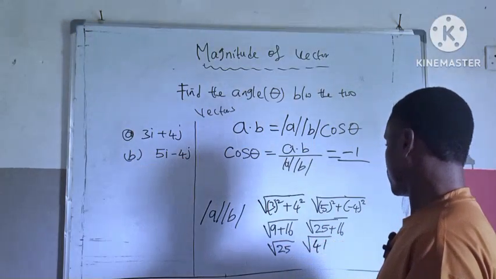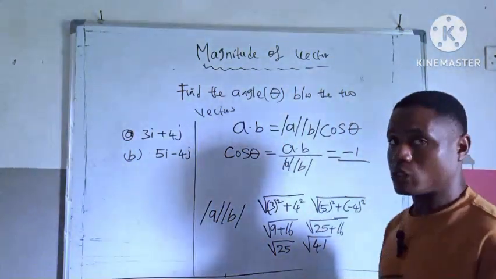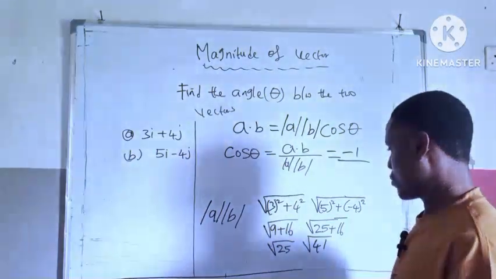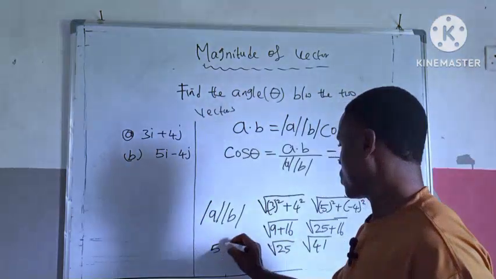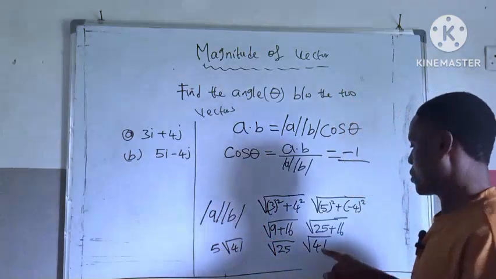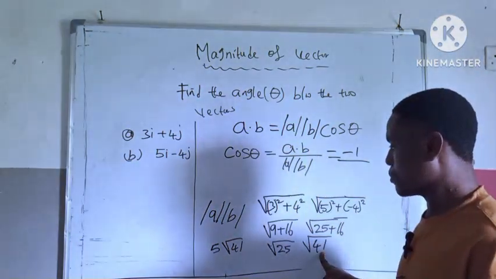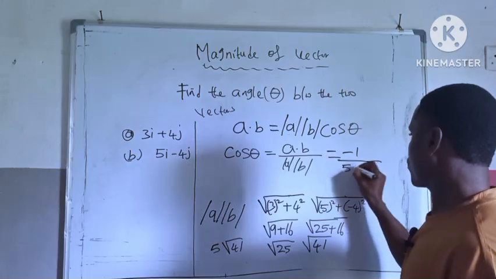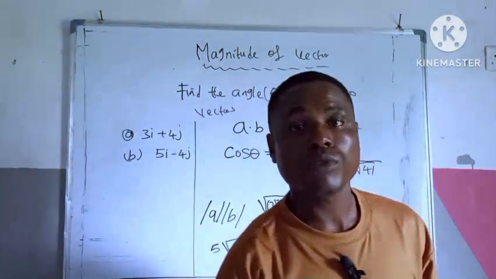41, right? You know, 25 is a perfect square, but 41 is not a perfect square. So the square root of 25 is 5, have it? Then the square root of 41 stays, because 41 is not a perfect square. So the magnitude is now 5 square root 41. Follow me.